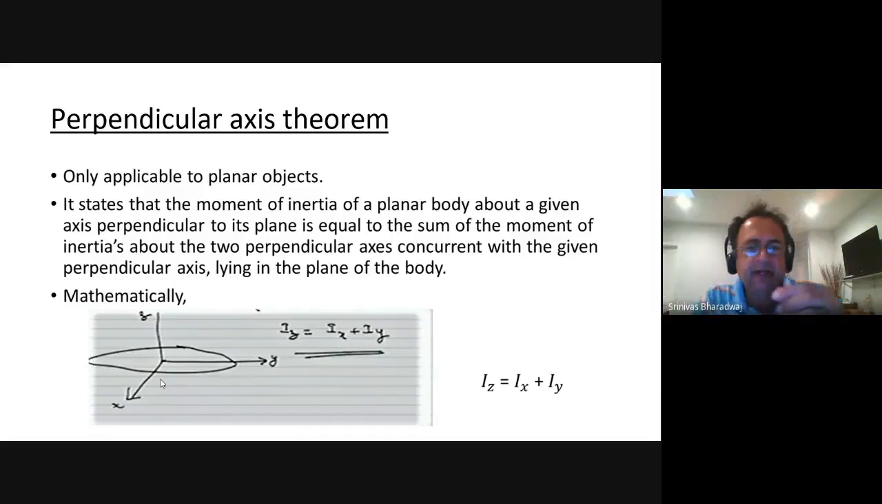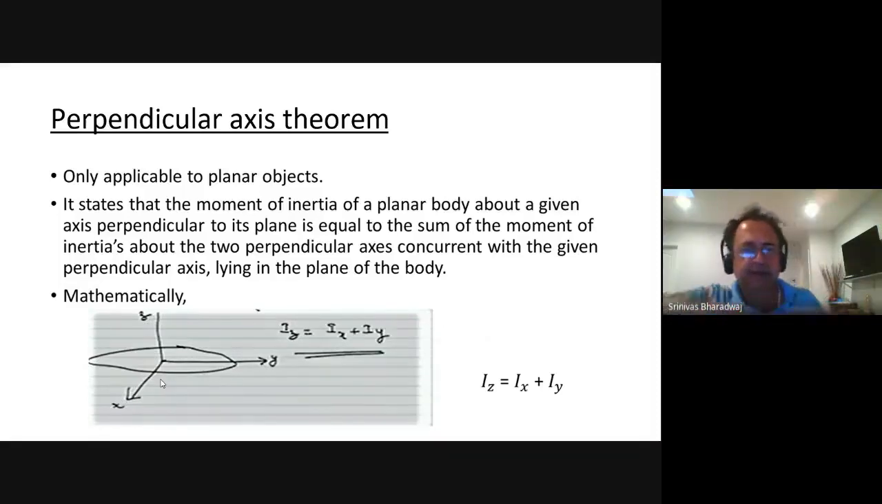How do you calculate that? The moment of inertia Iz equals Ix plus Iy. Therefore, Iz will equal Ix plus Iy. Okay, so remember that. Ix and Iy in the case of the circular disc, because it's symmetrical, will be the same. So Iz will equal 2 times Ix.